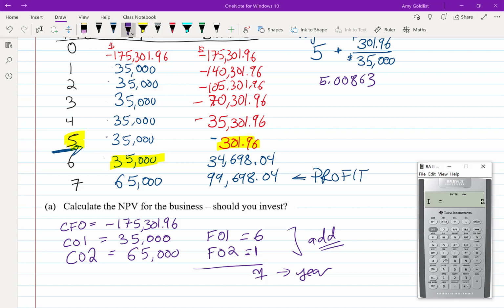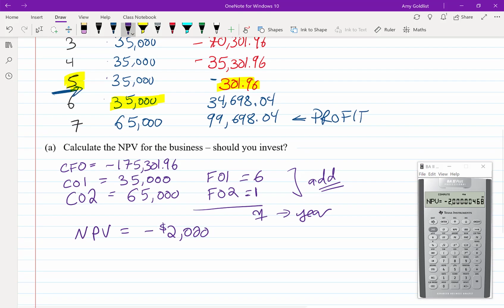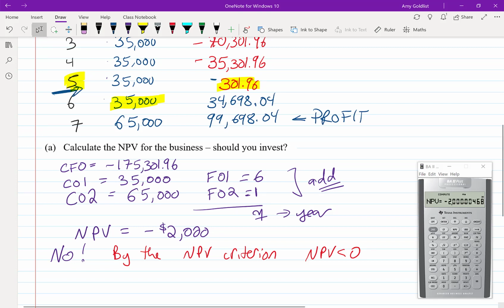Okay, pressing net present value. And what was my IRR here? Or my minimum annual rate of return was 12%, which means that my net present value is negative $2,000. Should we invest? I mean, it's negative. I can't tell you for sure if you're going to invest just because it's positive, but here, by the NPV criterion, the net present value is less than 0, so no, we're not going to invest.